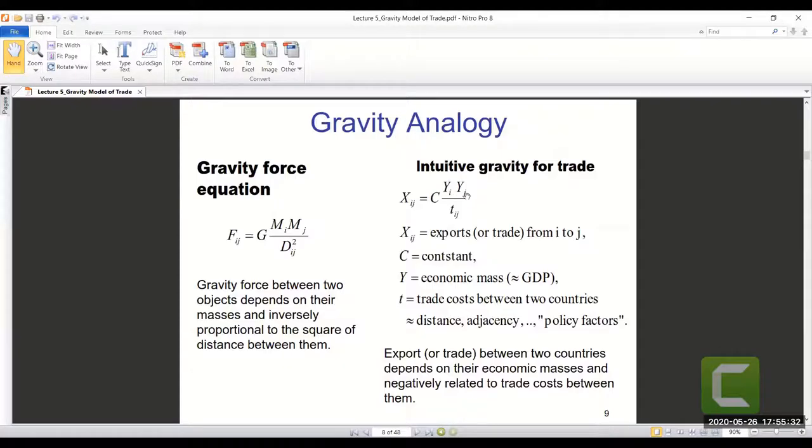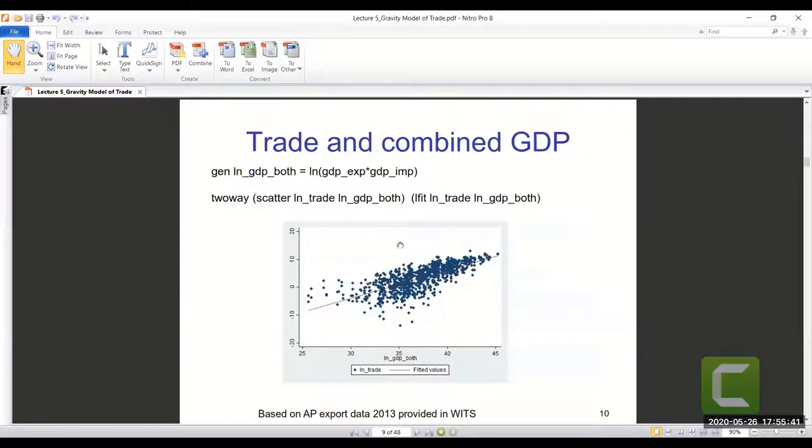For example, can we expect that the trade between two countries is positively related to the GDPs of the two economies? I forgot the author name; you will find it when you read the detail. Based on their data, they have found that the trade flow is positively related to the GDP masses of the economies. As you see, this is actual empirical data. There is a positive relationship between the GDP of two trading partners and the flow of trade.